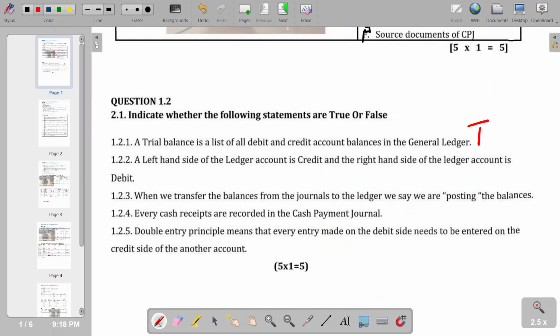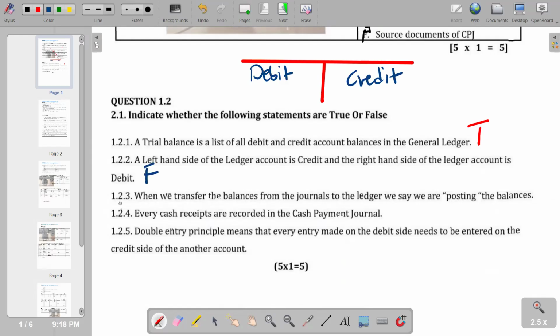And the second one, the left-hand side of the ledger account is credit, and the right-hand side of the ledger account is debit, which is false. Remember, a ledger, we can show a ledger in this form, the form of a T account, whereby we have the debit on this side and the credit on this side. So we see that our statement is incorrect. So we are saying we have false.